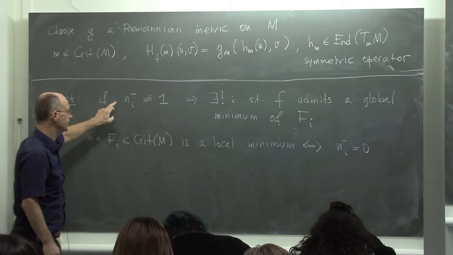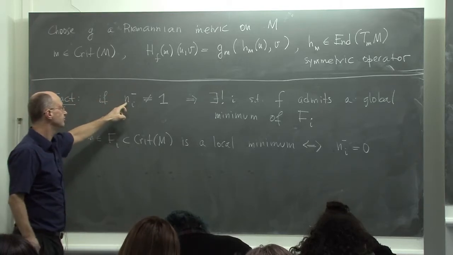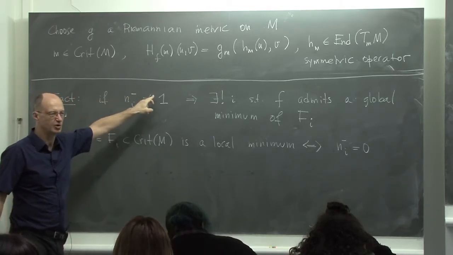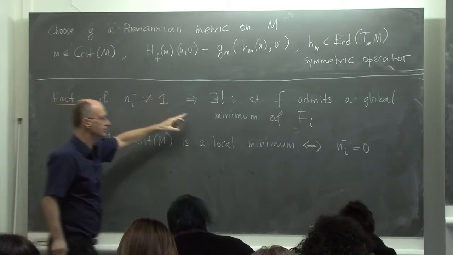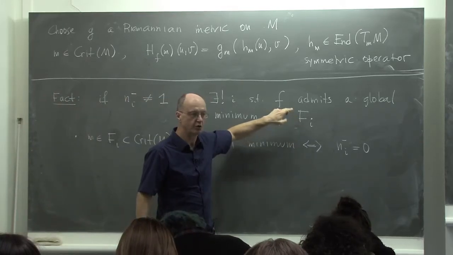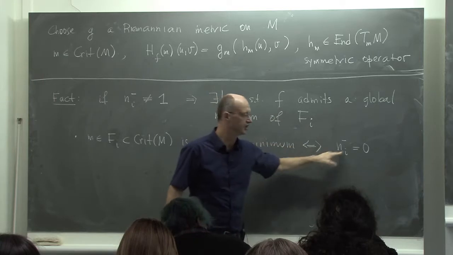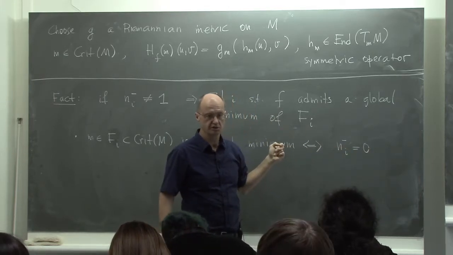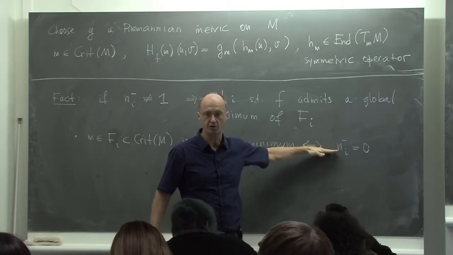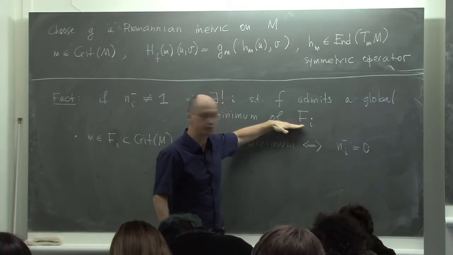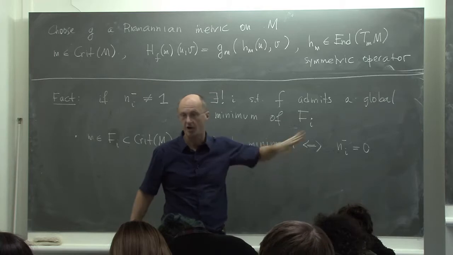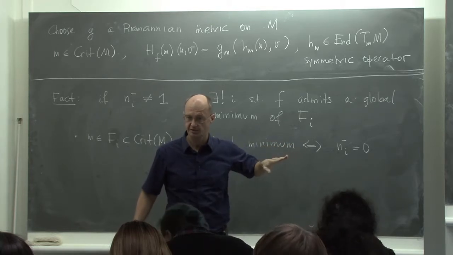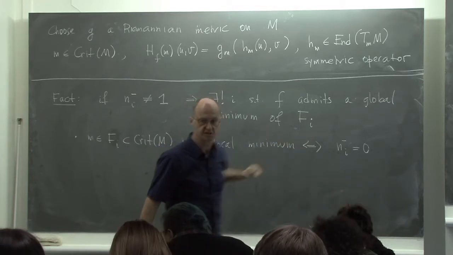So what we're saying now is that if the n_i minuses cannot be 1, then there is only one F_i with n_i minus equal to 0. The points of it are local minima, but they're also global minima because there are no other local minima. So that's what we're saying.